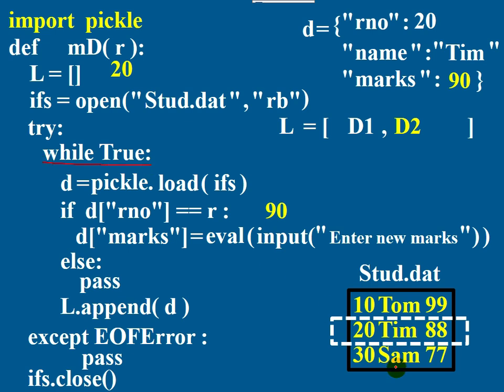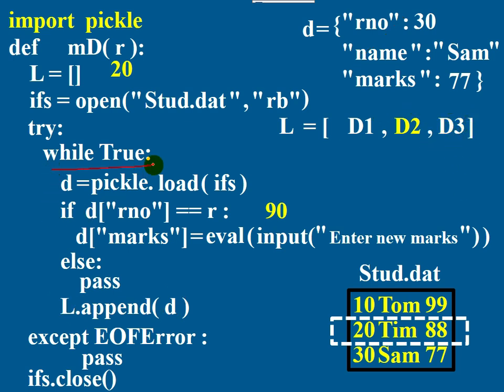Because of infinite while loop, the last record comes in variable D. So now your D will contain the last record. What is D of RNO? 30. What is R? 20. So 30 equal to 20 wrong. Control will go to else part, pass, empty statement, which means no need to modify this dictionary. So that dictionary D is appended to list L. So now L contains the third record.